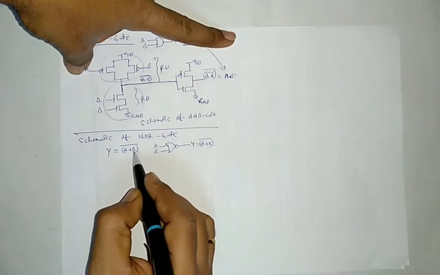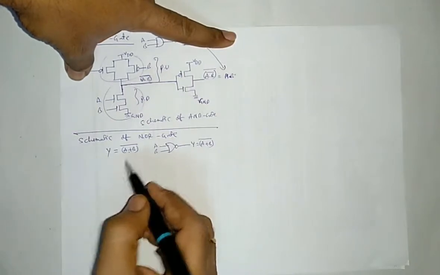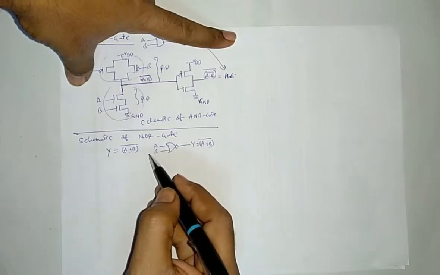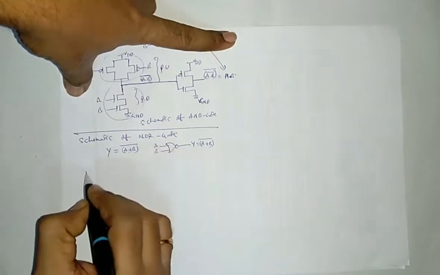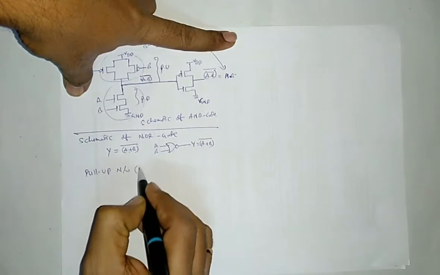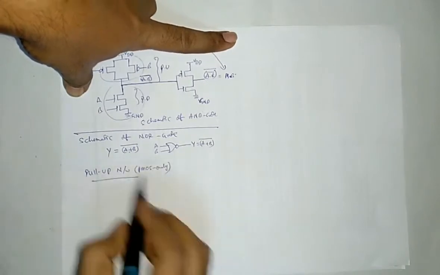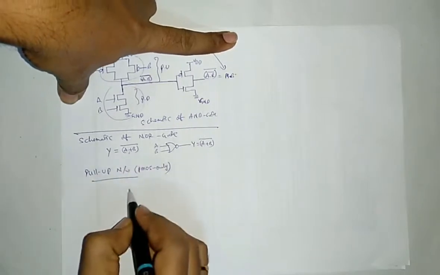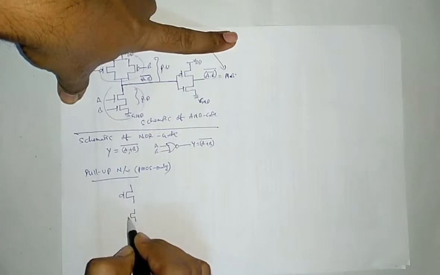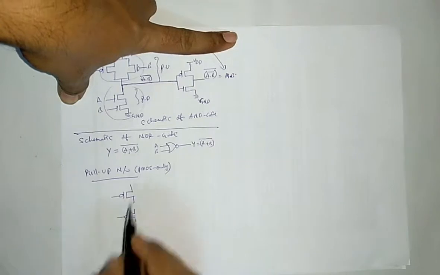A or B means sum term. How to generate the sum term? By using PMOS in series. How to generate the sum term using NMOS? By connecting in parallel. So the pull-up network is consisting of only PMOS transistors. Sum term means PMOS transistors should be in series. How many inputs? 2 inputs, that's why 2 transistors are required.